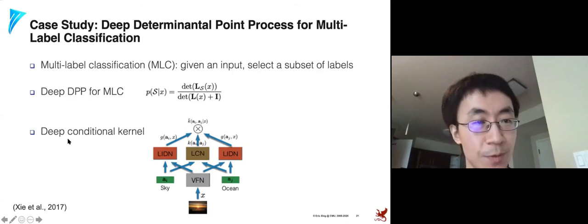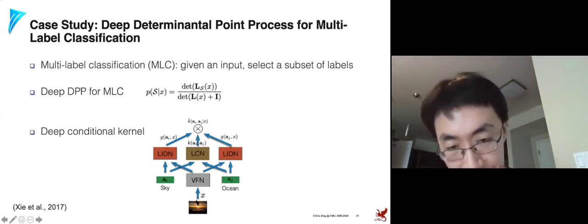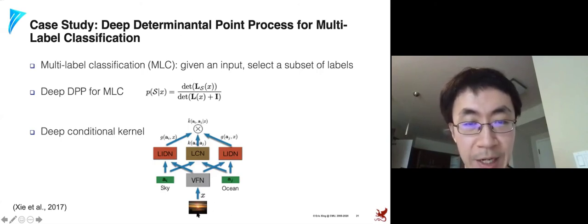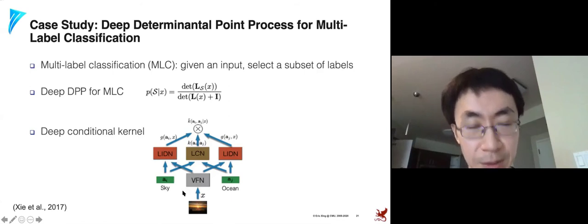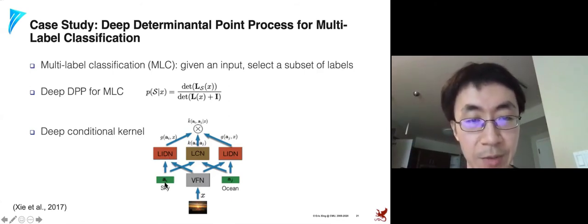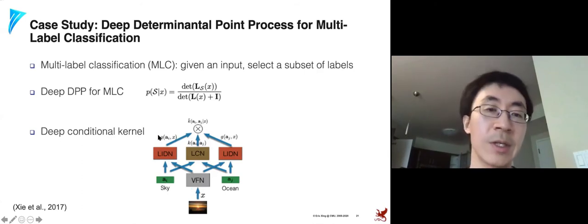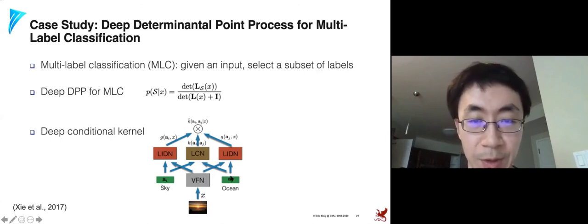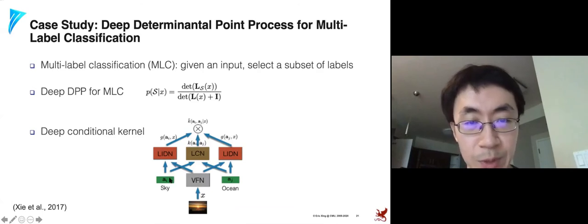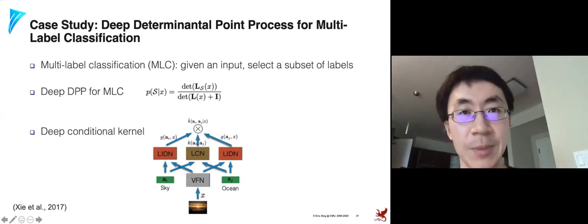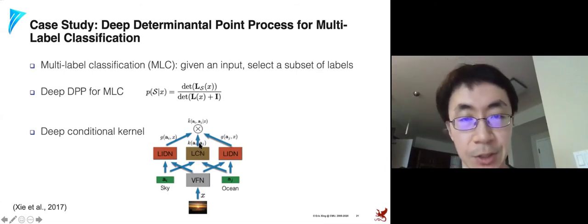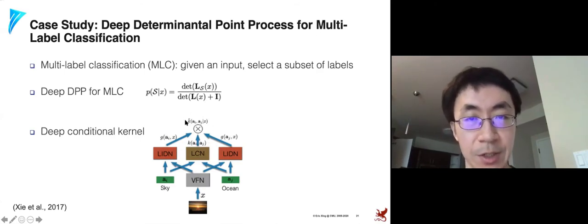As we just discussed, we should first define a deep conditional kernel. The kernel is defined in the following way. Let's say we are given two labels, sky and ocean, and image X. We can get some word embeddings of these two labels and use this network to get an embedding of this image. Then we use another network which takes the embedding of the label and the embedding of the image as input and calculates a score that measures the similarity or relevance between this label and this image. Similarly, we do it for another label and the image. Then between these two labels, we want to calculate how correlated or similar they are, which is done by feeding their representations into another neural network and getting a kernel function. Then we multiply these three scores together and get this conditional kernel.